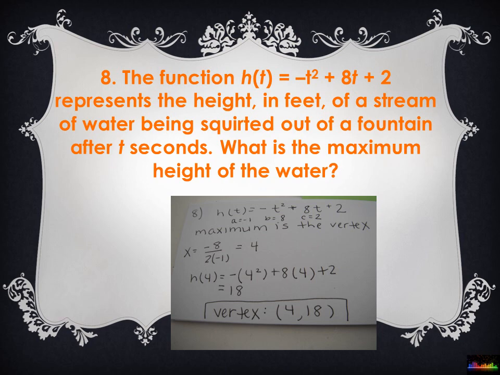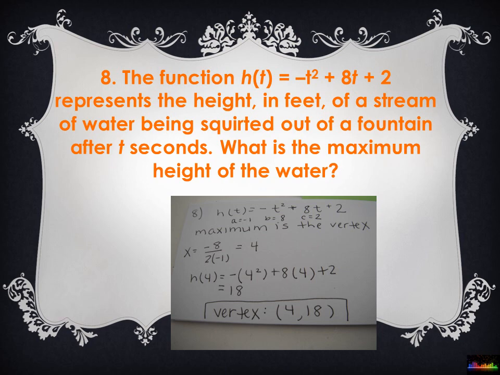We then substitute that in to find the y. When you substitute 4 back in for t, you need to make sure that you are putting 4 squared in parentheses because the problem says negative t squared. So the negative is outside of the t squared. When you put this in the calculator the exact way I have it written, you get the y value to be 18. Our vertex is 4, 18.